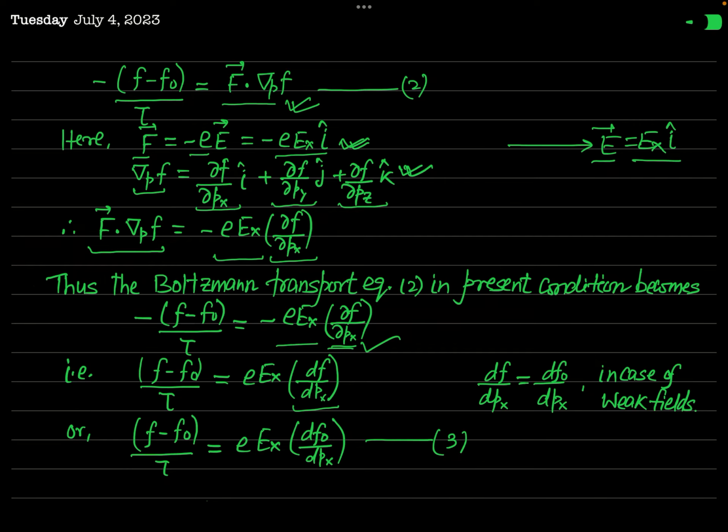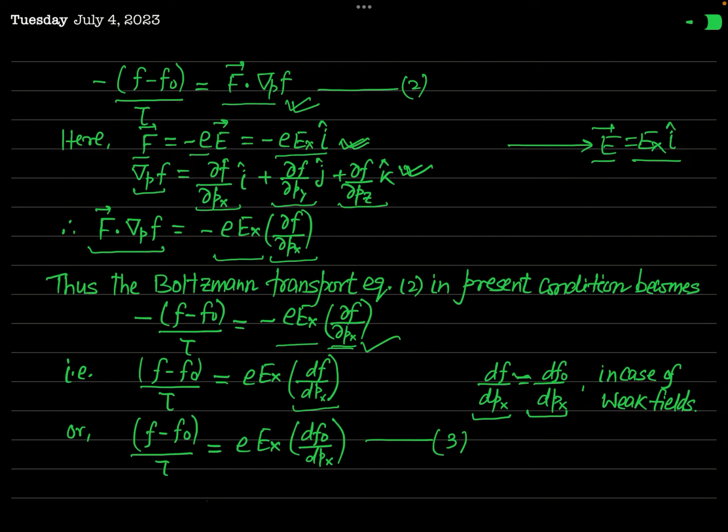We have assumed that the perturbing field, the external field, that is the electric field applied on the specimen, is weak. It is not very strong. And in the case of weak field, there will be a very slight change in the distribution function f. And so df by dpx will be almost equal to df naught by dpx.